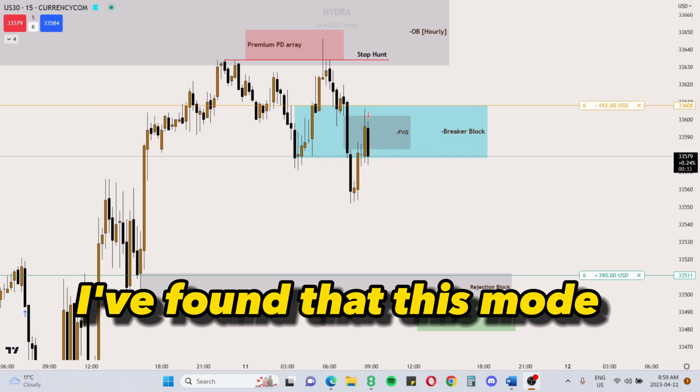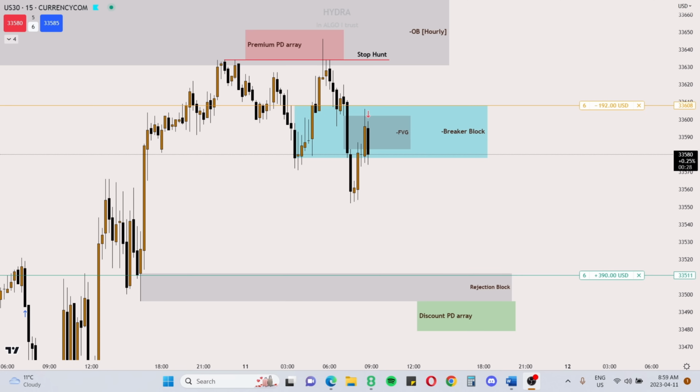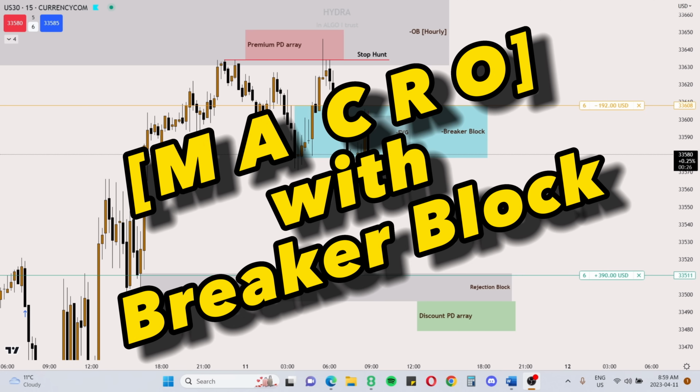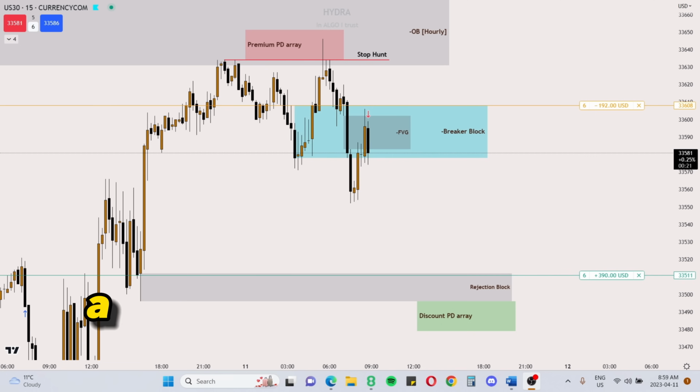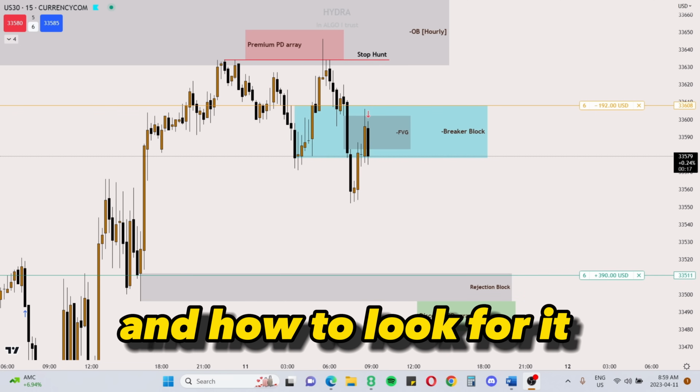Over the time, I've found that this model repeats quite a lot in certain times, and I call it macro with breaker block concept. So let's dive into today's video and we'll talk a lot about how it forms and how to look for it. Let's go.